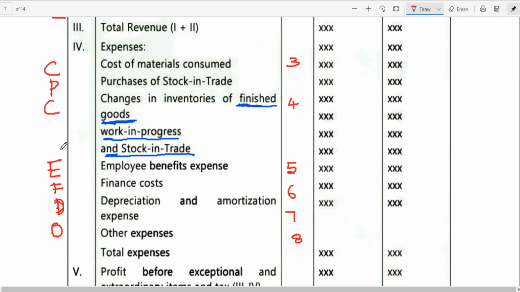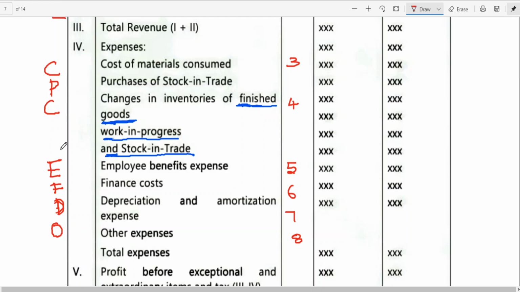But already raw materials has been deducted from cost of materials consumed. That is why we are left with finished goods, work in progress, and stock in trade. Finished goods and work in progress come from manufacturing related activities. Stock in trade means purchased stock in trade that has been unsold is to be taken.